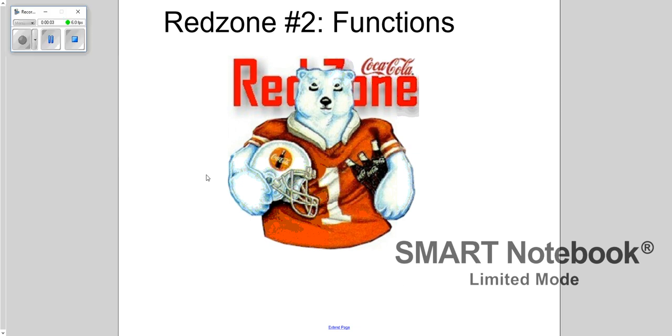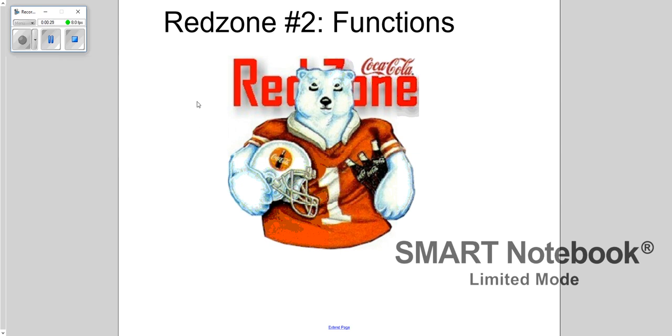All right, 8th grade, welcome to Redzone number 2, which is all about functions. Hopefully you remember what functions are. Functions is a topic that will come up in 9th grade algebra. Not so much in 10th grade geometry, but you will see it again in 11th grade algebra 2 trig. So it's a topic that you need to know. You need to know how to write about it. You need to know the definition. You need to know how to tell if something is a function.